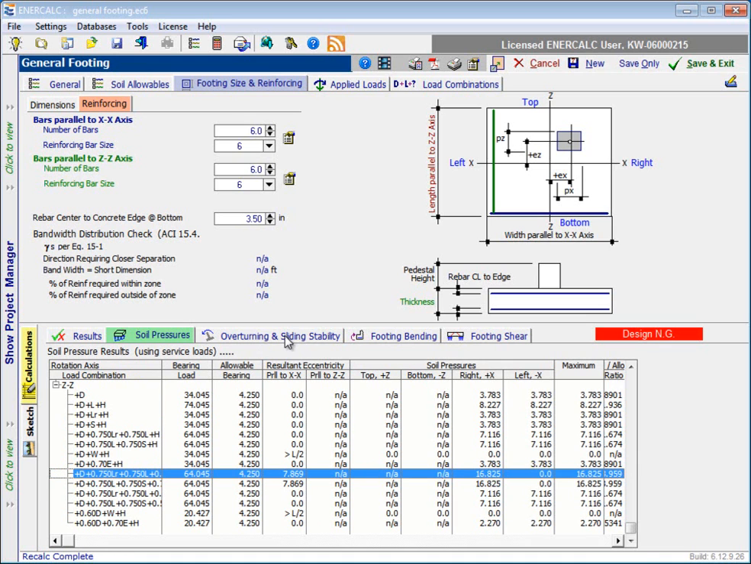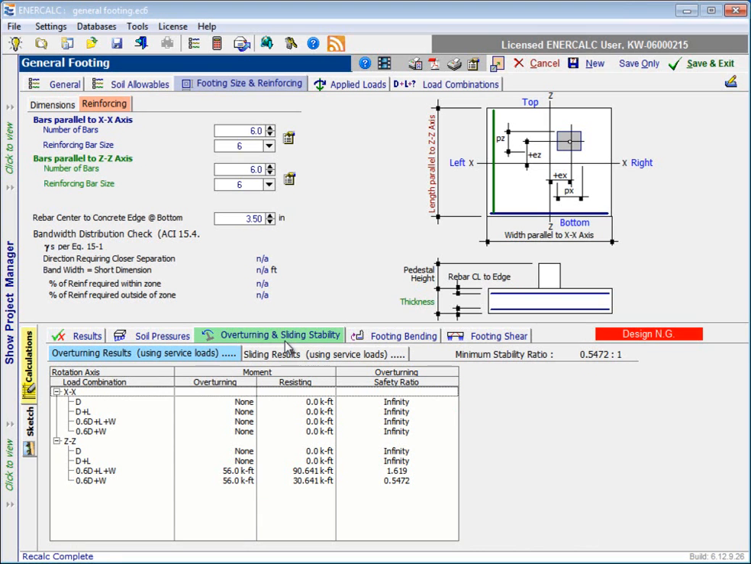The next thing that we'll take a look at is the overturning and sliding stability tab. The overturning and sliding stability tab is broken up into separate sub-tabs that handle overturning and sliding, both of which remind us that they're based on service level loads. If we start with the overturning, we can see that we have two categories broken up by the two rotation axes. For overturning, in this particular example, rotation about the x-axis boils down to being pretty meaningless because we specifically didn't apply any overturning moments about the x-axis.